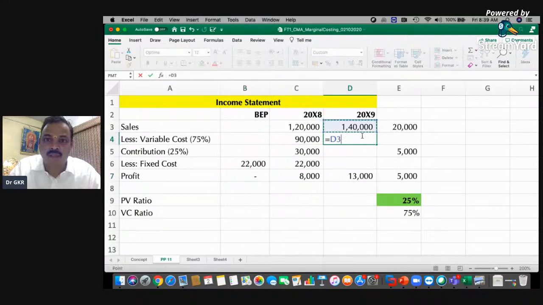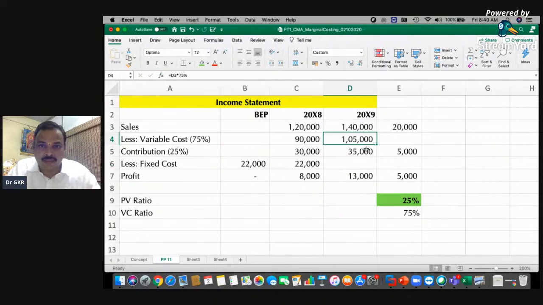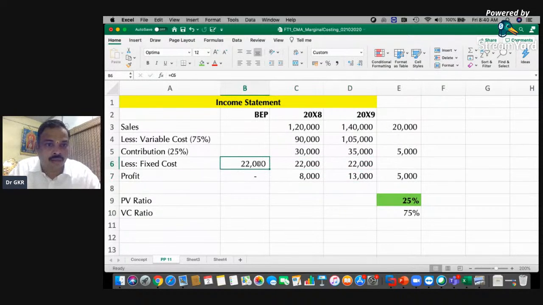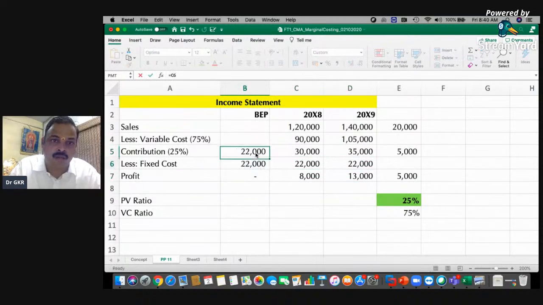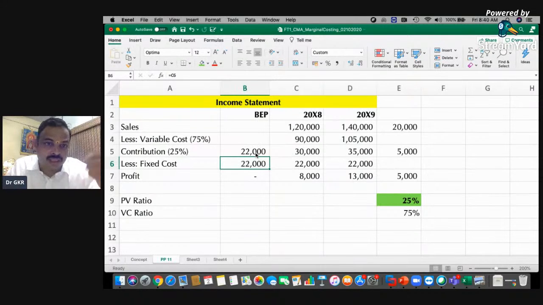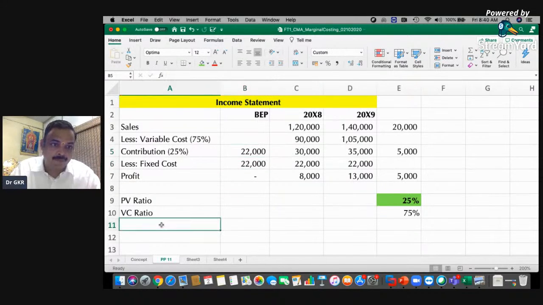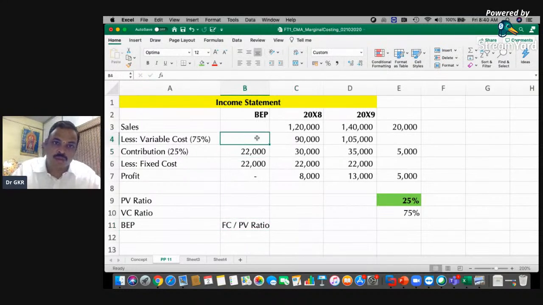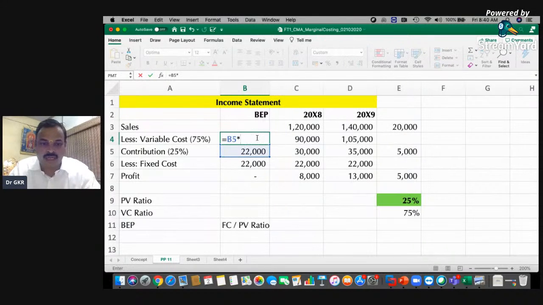Now let's find out here. On 1,40,000, 75%. So what is 140 minus, what is it, 105? And what is 35 minus 13? 35 minus 13 is 22. So fixed cost is 22. So therefore here also contribution will be 22 because contribution is equal to fixed cost at break-even point. And what is your break-even point? Your break-even point, all of you know, it is fixed cost divided by PV ratio. Why? Because this is 25%. So what is 75%? On this 3 times.